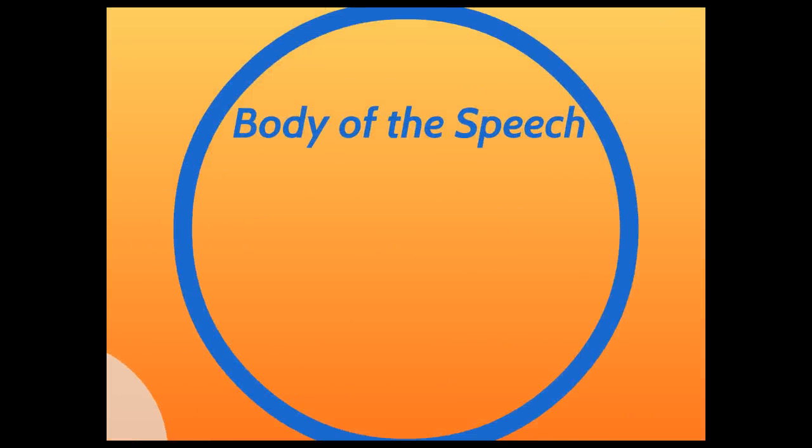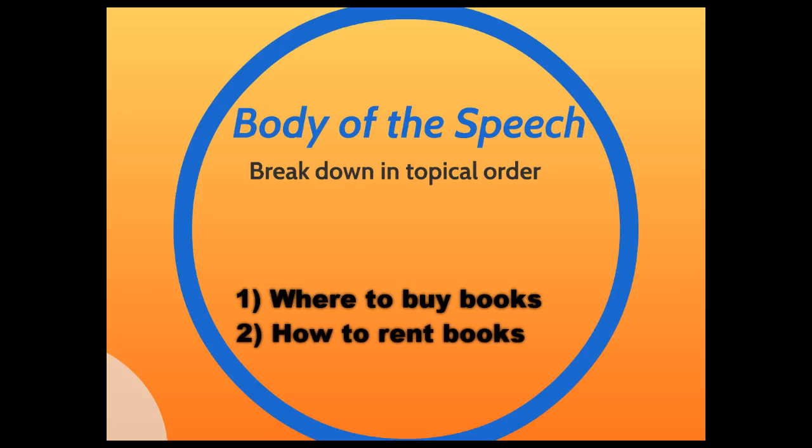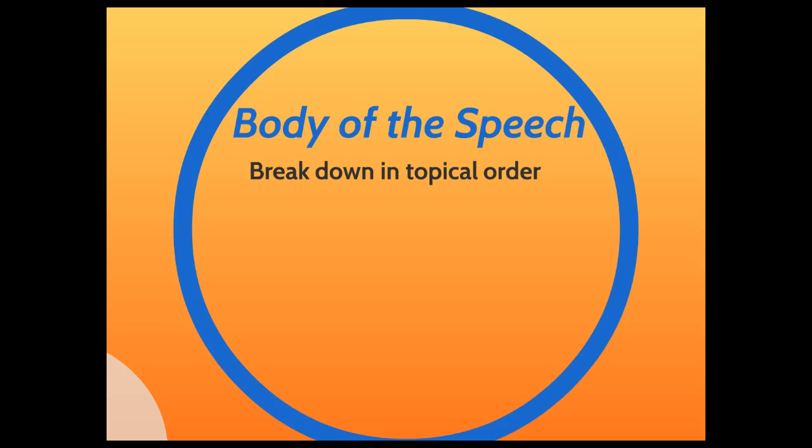Now, when moving on to the body of the speech, this has less specific steps. There are a few things that I am going to require. One is you have to break down your points into a topical order. By topical order, this just means you have to choose a way to break it down. The example outline that we saw with the preview, he broke it down to where to buy your books, how to rent your books, and then how to sell them back. So that's kind of the process in which you would do that. It's really up to you just to choose it, but you have to break it down so that we have specific topics. The other thing, it has to be in full sentences.